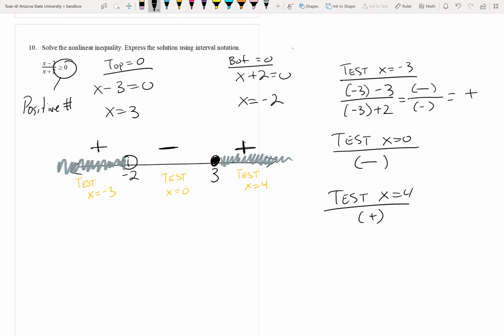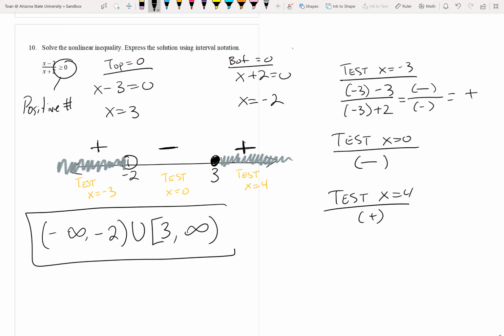interval notation. So we have two regions. Let's work on the left region here. We can see that it shades forever to the left. That's negative infinity. And it goes all the way to negative 2. They're both open. I do have another region here, so I need to tack on a union. And then this region starts at 3, but it's closed, so I use a square bracket. And it goes forever to infinity. That is the solution set for number 10.